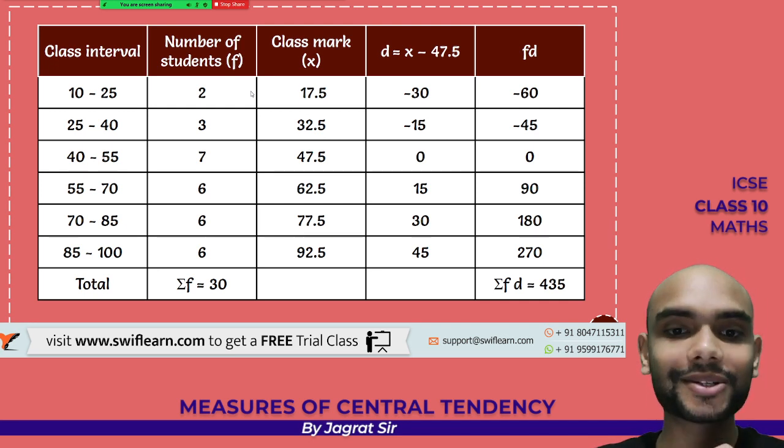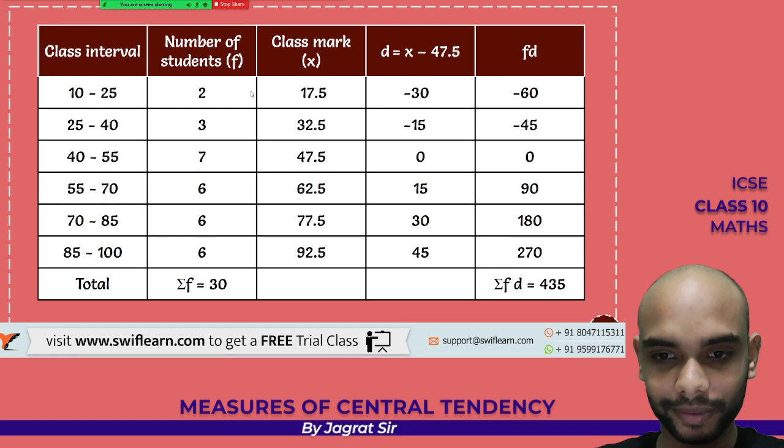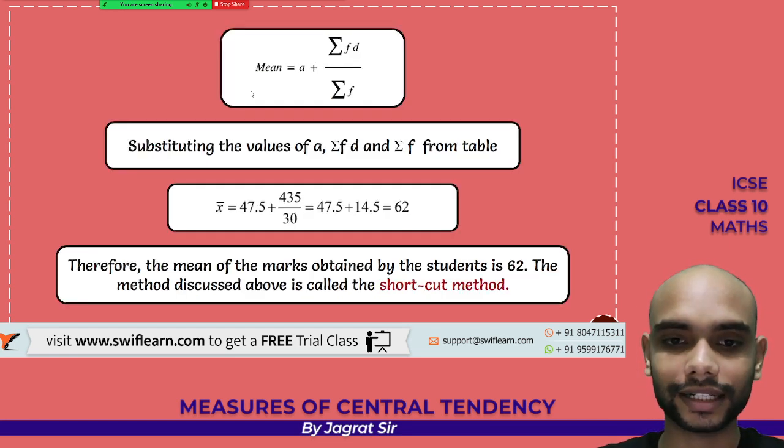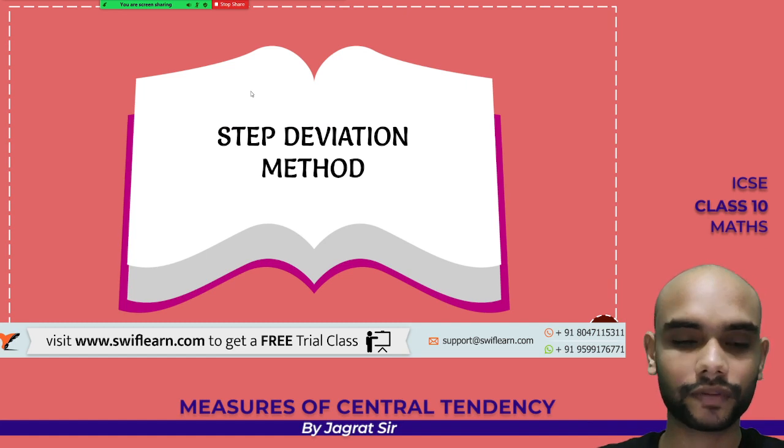But since you subtracted this number from each of the numbers, one more thing is added to the formula after dividing, that is, add the assumed mean. So 47.5 will be added after the division. 435 divided by 30, so you will get 14.5 and then add them. This will give you 62, your final answer.